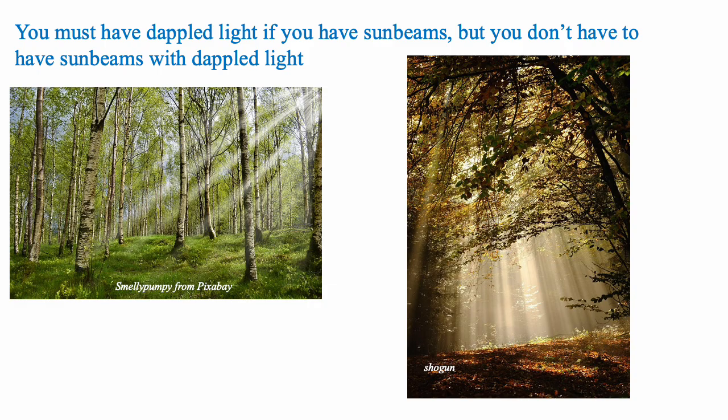Sometimes we can actually see the cones of light, and they come down as sunbeams. So if you have sunbeams, you must have dappled light. Here we have sunbeams, but no evidence really of dappled light on the ground. But the opposite doesn't occur, obviously. You can have dappled light without sunbeams.